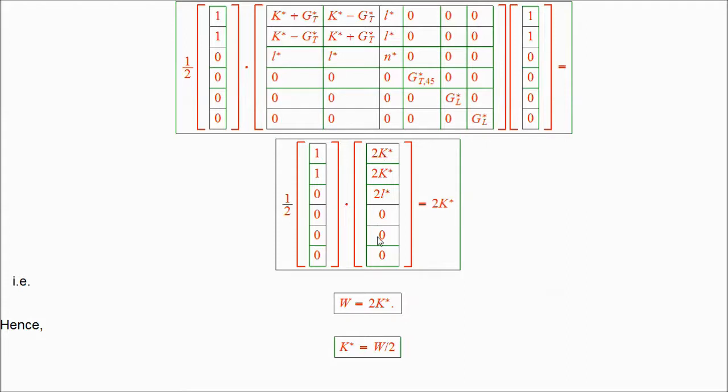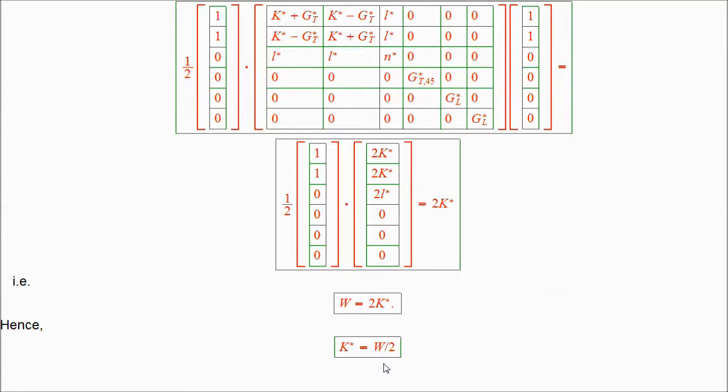In this way we obtain a vector like this, and finally, by taking the scalar product of these two vectors, we obtain just 2k star. It's very easy for you to see, because we take 1 times this plus 1 times this plus 0 times this, which is just equal to 4k star, and we are dividing this by 2. So then we obtain that the energy W is equal to 2k star, and therefore k star is just half of the energy computed.